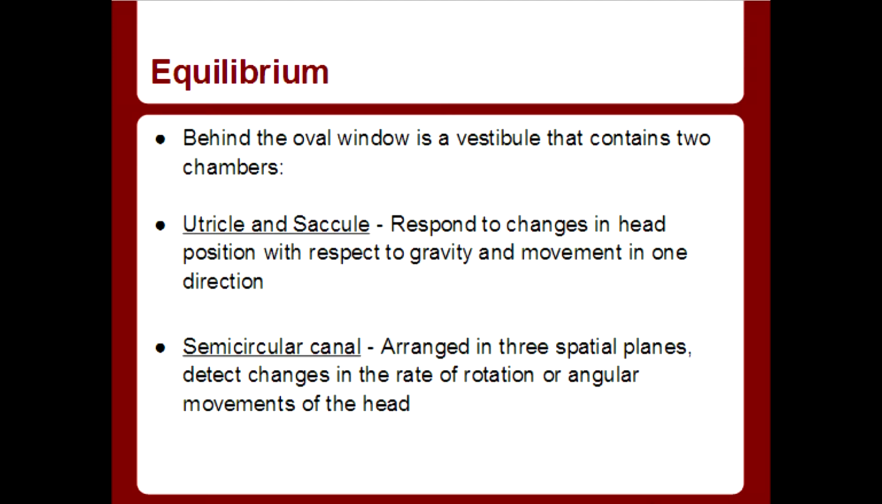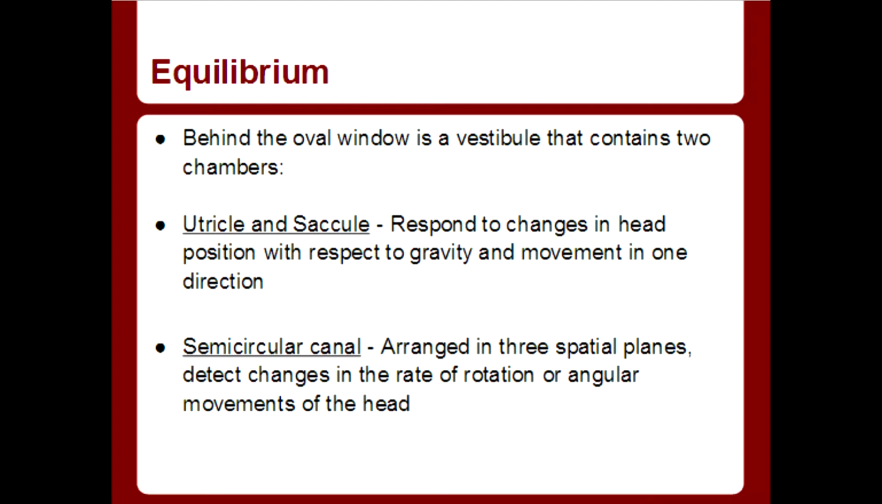Equilibrium. Behind the oval window is a vestibule that contains two chambers, the utricle and the saccule, which respond to changes in head position with respect to gravity and movement in one direction. So there are little hairs in the utricle and the saccule that gravity is always pulling downward on, so you can always tell where you are relative to gravity.